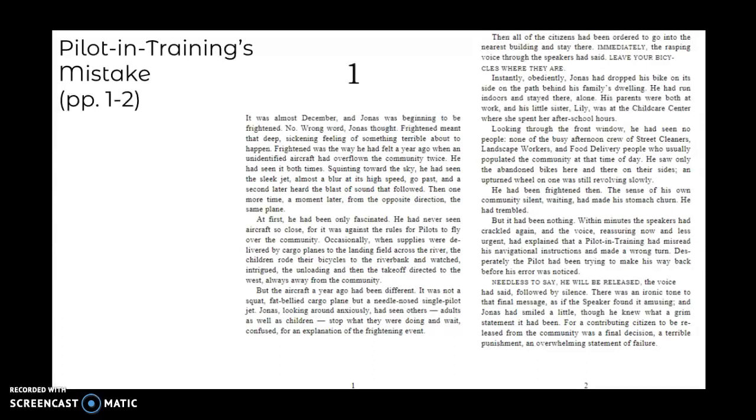There was an ironic tone to the final message, as if the speaker found it amusing, and Jonas had smiled a little, though he knew that what a grim statement it had been. For a contributing citizen to be released from the community was a final decision, a terrible punishment, an overwhelming statement of failure.